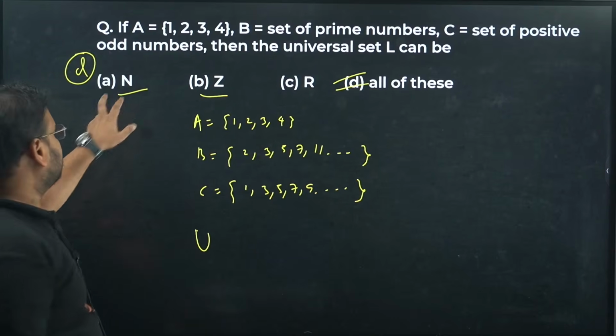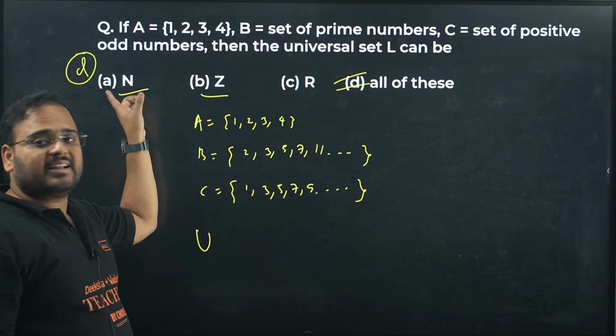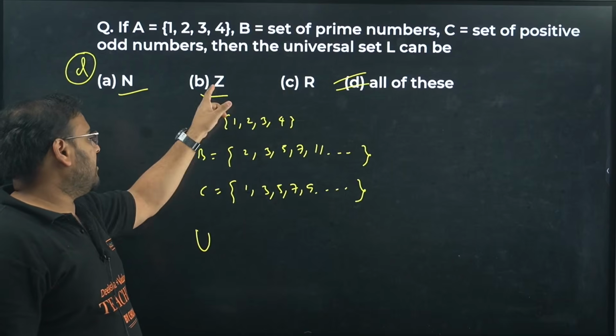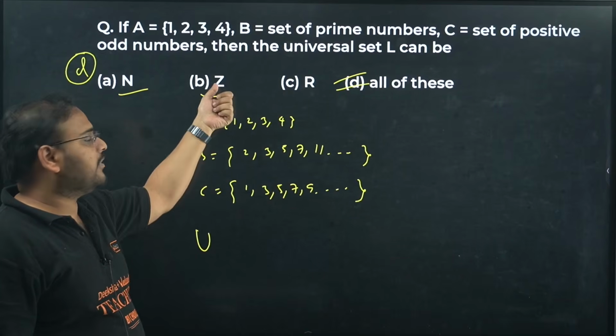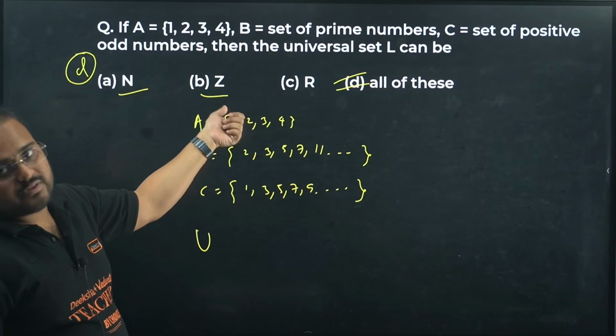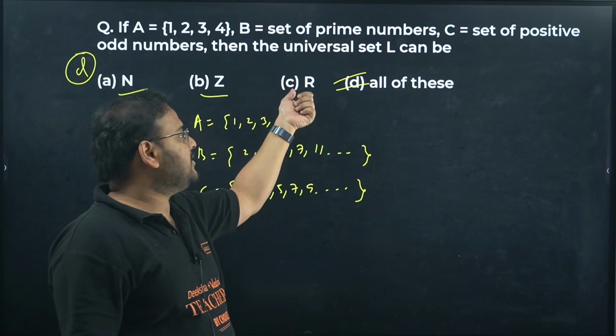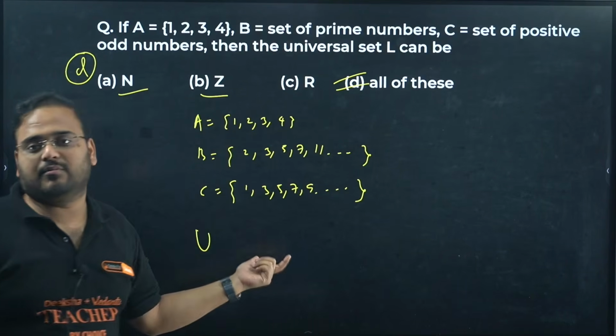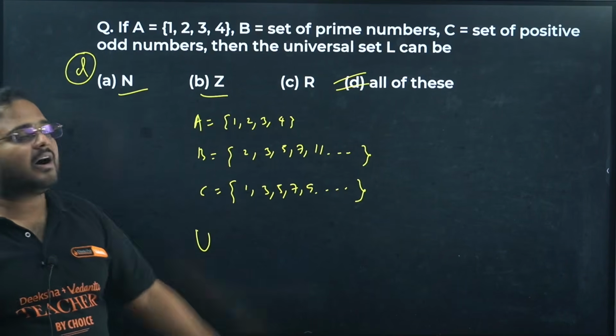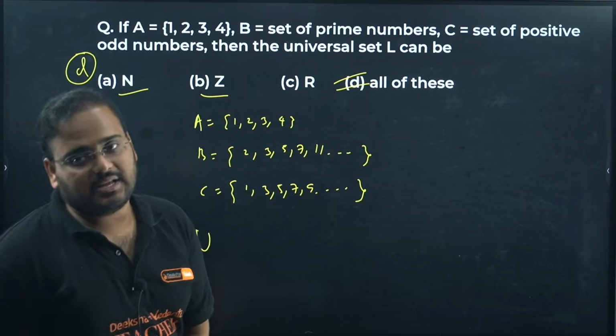If you take the natural number set, all of these are contained in the natural number set. Take the integer set, all these are part of the integer set, so Z can also be a universal set. And take real numbers, all these are real numbers also. It means all three are correct options, hence option D is right.